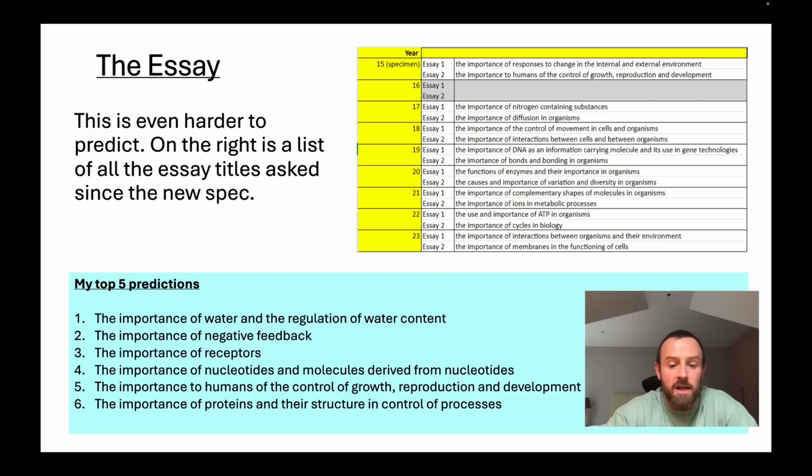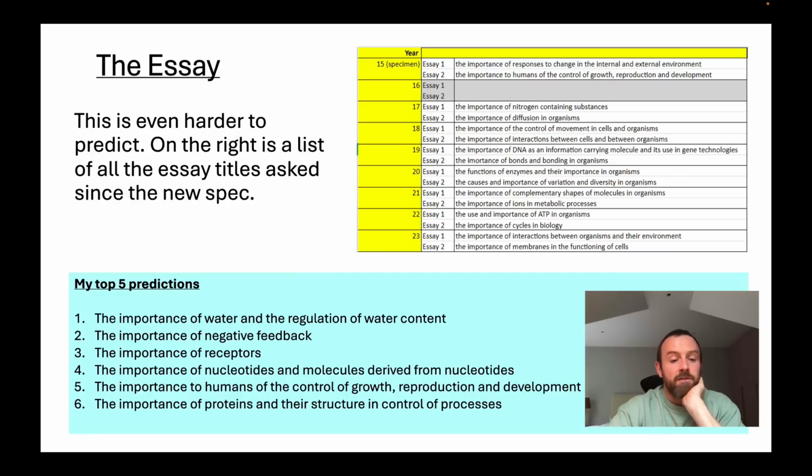The importance of nucleotides and molecules derived from nucleotides. So I feel like they haven't had much on DNA recently. In 2019, they did have this one, the importance of DNA as an information-carrying molecule and its use in gene technologies. Could come up again, I suppose, but they might just slightly spin it and have it on nucleotides. So this would still leave you able to talk about DNA, RNA, that's mRNA and tRNA. But you could also talk about things like NAD and FAD. Those are derived from nucleotides. Or cyclic AMP or NADP, which are all derived from nucleotides.